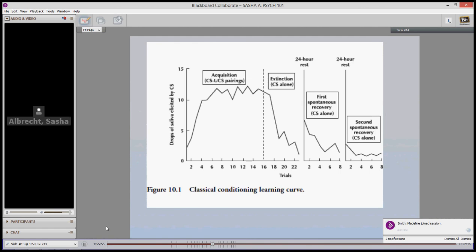We didn't really talk about it, but if you're curious, these next two boxes on the graph, spontaneous recovery, were mentioned in your book, but we didn't really talk about them in lecture. That's when all of a sudden they have this reaction again. You're not giving them the food, you're still just ringing the bell, but all of a sudden they drool again. And then it goes down, and then they drool again.